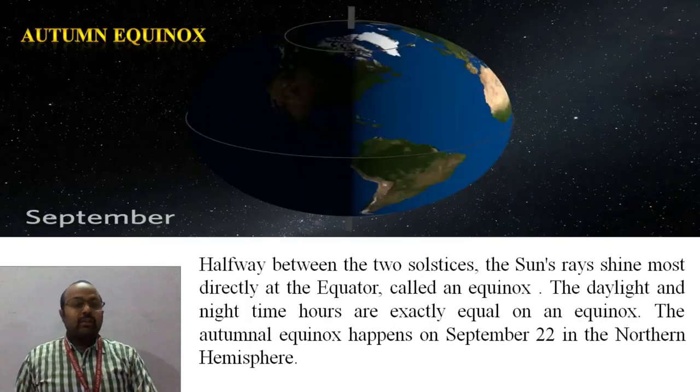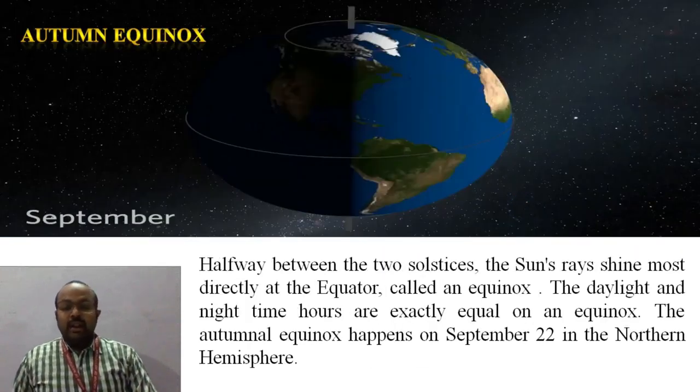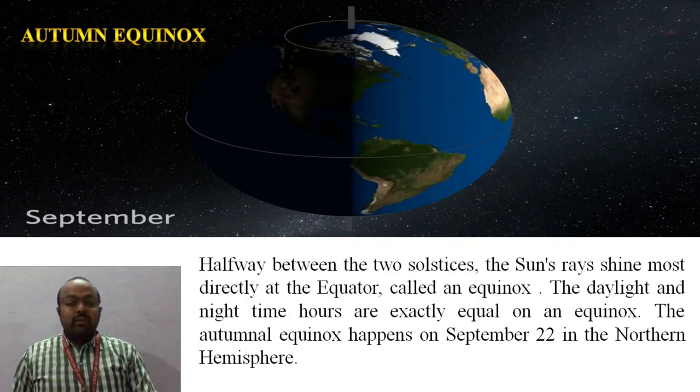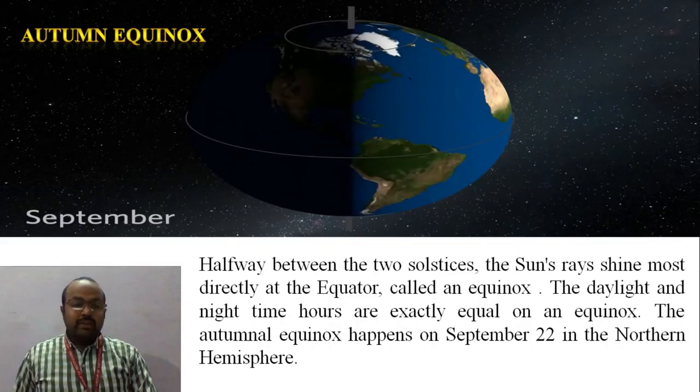This is the autumn equinox, in September. In this position, the Sun's rays shine most directly on the equator, so it is called an equinox. Daylight and night-time hours are exactly equal on an equinox. The autumnal equinox happens on September 22 in the northern hemisphere.